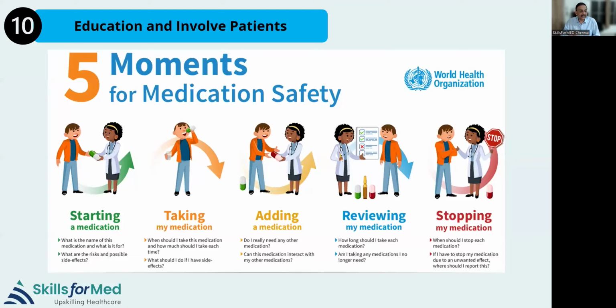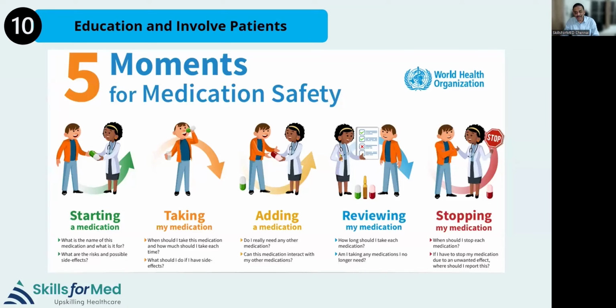So you should tell the patient before starting the medication what the name is, what it is for, what the risks and side effects are, how often they should take it, and what they should do if they have side effects. If you're adding a medicine, what is the justification for adding it, whether there is any interaction between the various medicines, how long the medicines should be taken, and when they should stop the medication. All these things should be clearly explained to the patient, and encourage them to engage themselves in their medication usage, not blindly take what you have told. That's very important. That's the 10th.